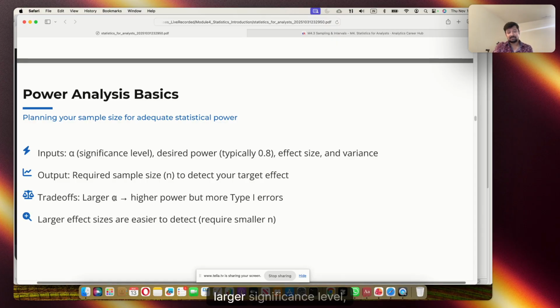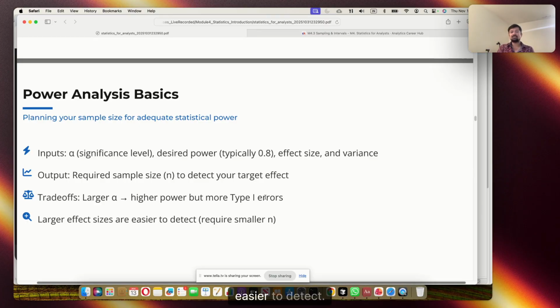Trade-offs: a larger alpha, a larger significance level, gives higher power, but it can give you more type 1 error. That means it will falsely detect differences, it will falsely reject the null hypothesis, and we don't want to do that a lot either. Depending upon the questions, what you can afford in that particular data set, and what your top priorities are, you decide whether to focus on type 1 error or type 2 error, based on the decisions you want to make from those predictions.